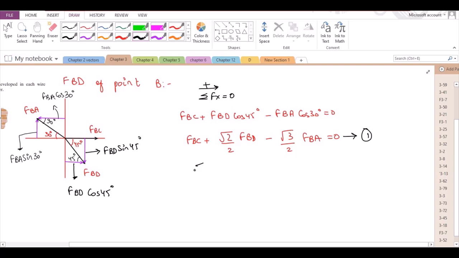Similarly, we have another equation, that is the sum of the forces in y direction equals 0. I'm considering the up direction as positive, so we have FBA sine 30 degrees minus FBD sine 45 degrees equals 0. So from here, FBA becomes, on solving sine 45 and sine 30, root 2 FBD. Let's call this equation 2.